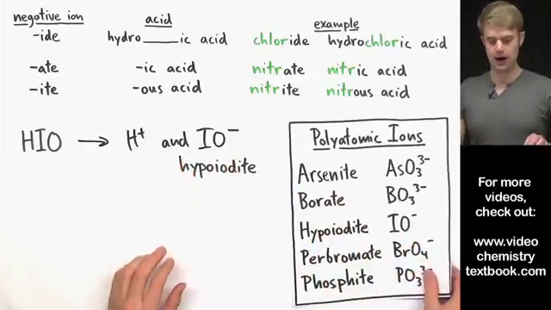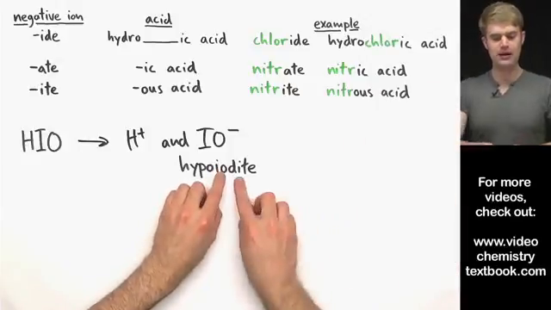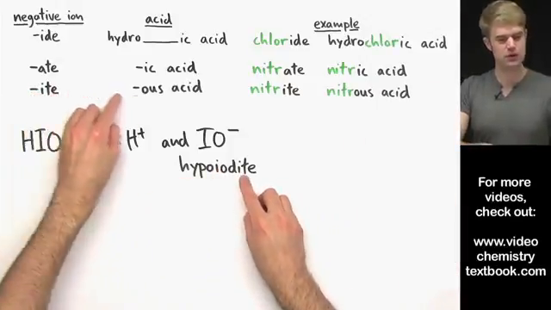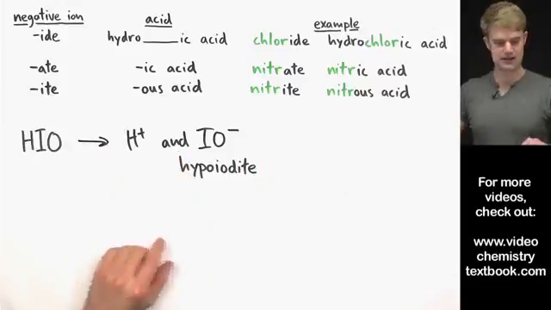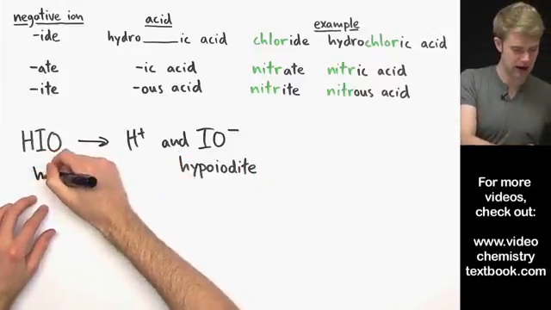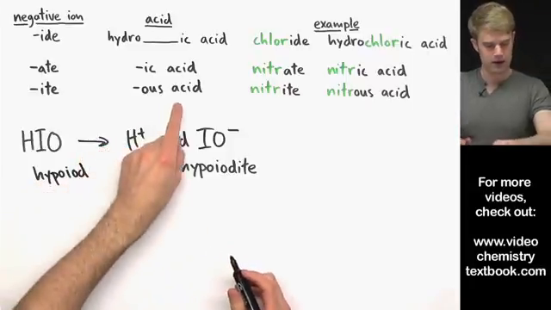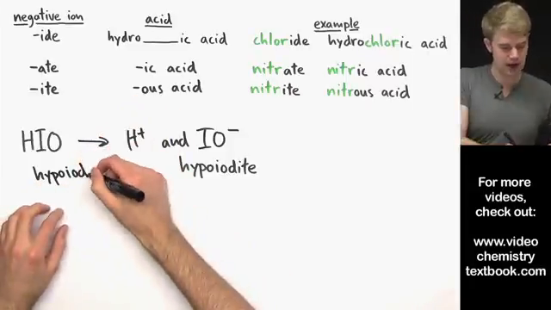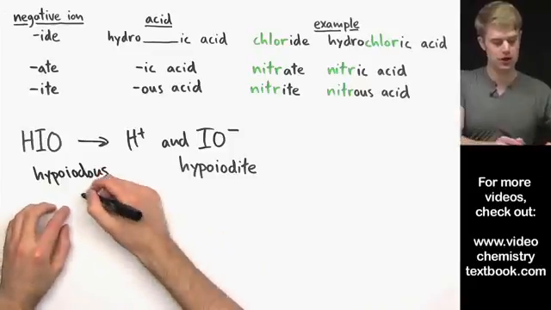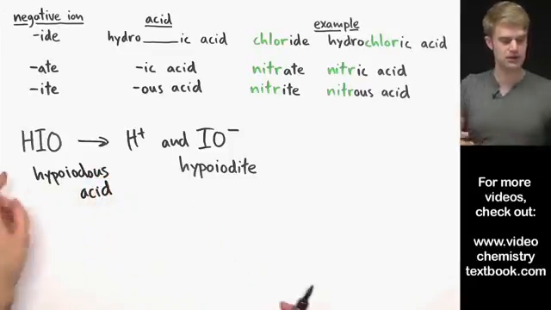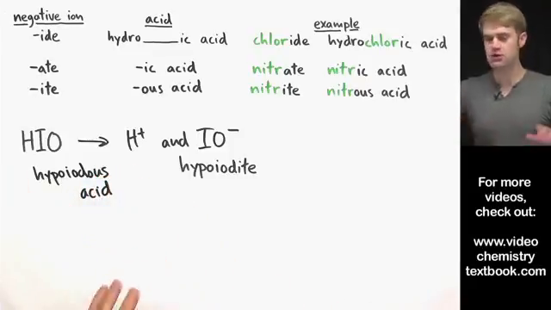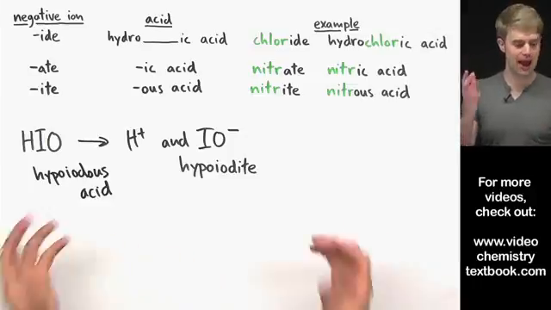hypoiodite. Hypoiodite. And hypoiodite ends in ITE, so we use this rule here. We take off the ITE and we call the acid hypoiod and then OUS, hypoiodous acid. Hypoiodous acid. So that is how you name acids.